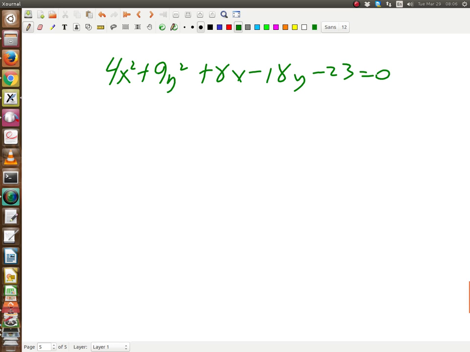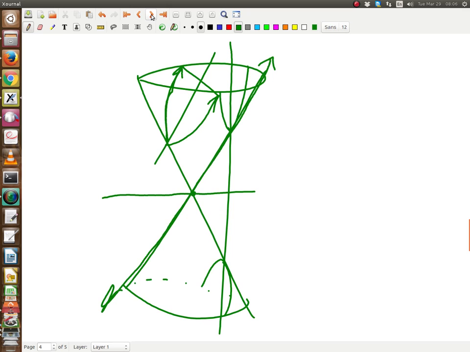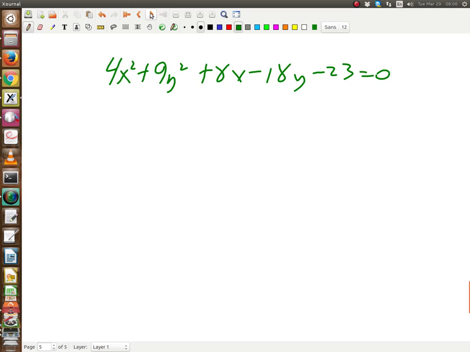Okay, so if you did b squared minus 4ac, what would it be? Who's A, who's B, who's C? A is in front of the x squared, B is in front of the xy term, C is in front of the y squared. So A is 4, B is 0, there's no xy term, and C is 9. So B squared is 0, minus 4 times 9 is negative. So this should be an ellipse.